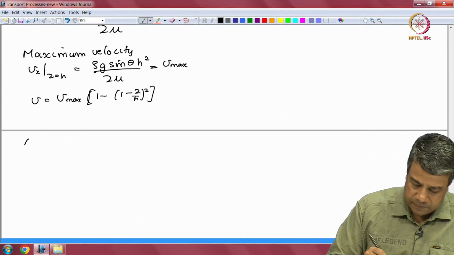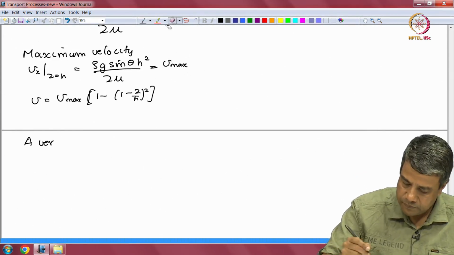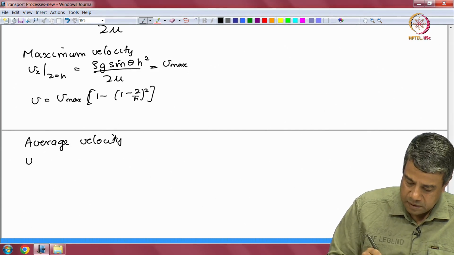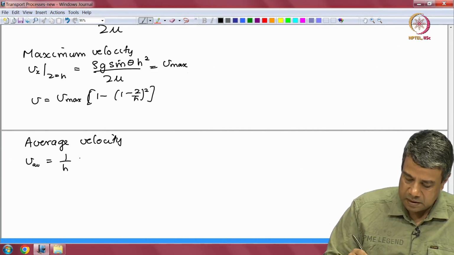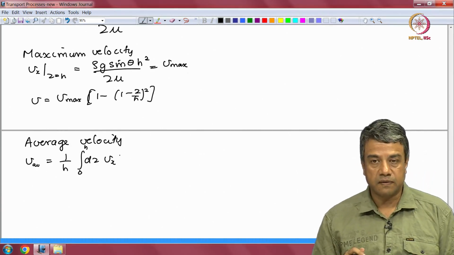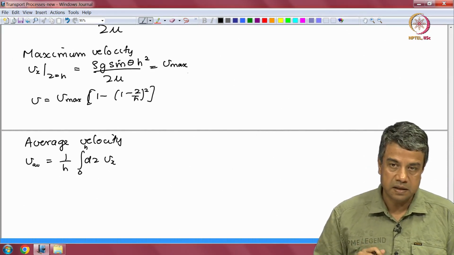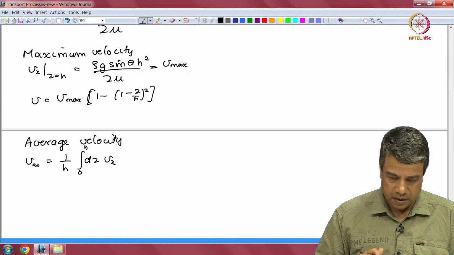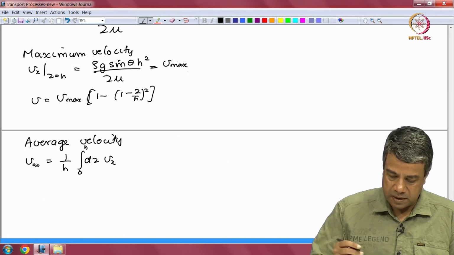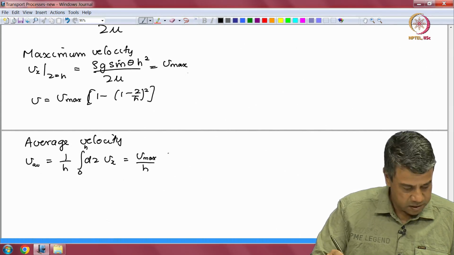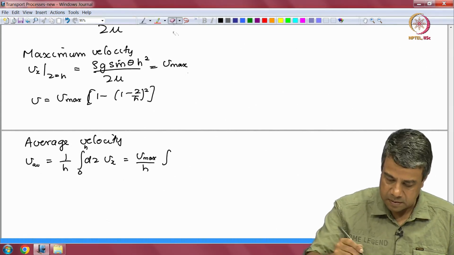What is the average velocity? V average is equal to 1 over h integral 0 to h dz times Vx. That is, I take the integral of the velocity over the entire height h and divide by h to get what is the average velocity. And you can do this calculation. So, you will get this is equal to V max by h. Let me write in terms of rho g sin theta.